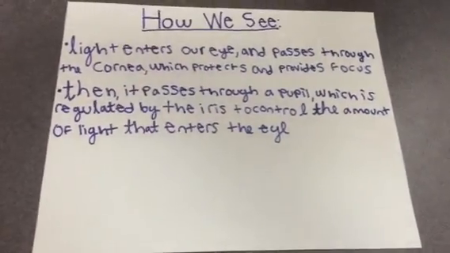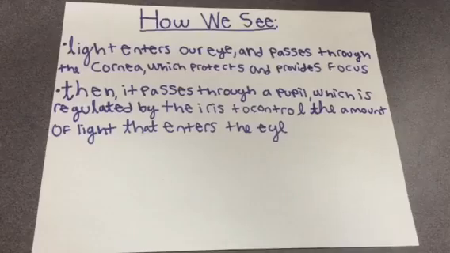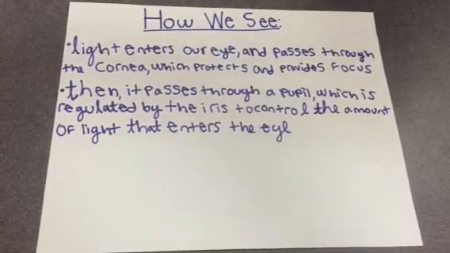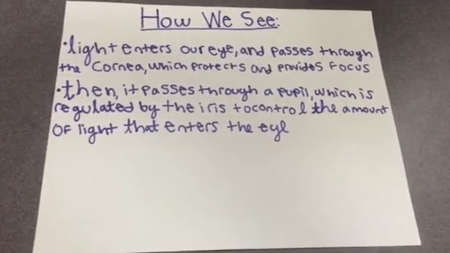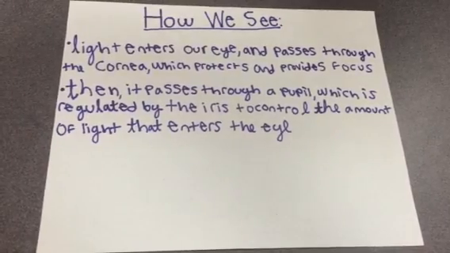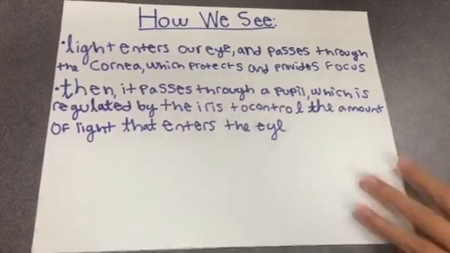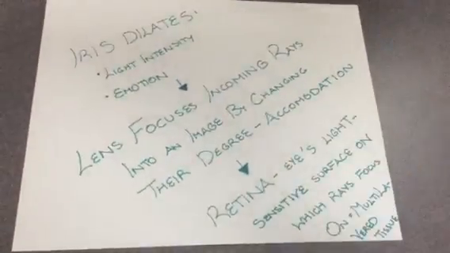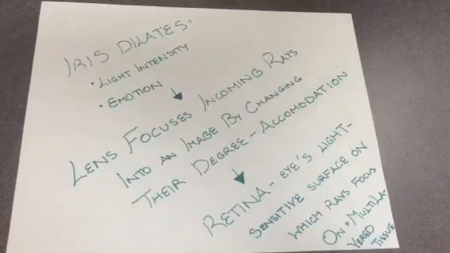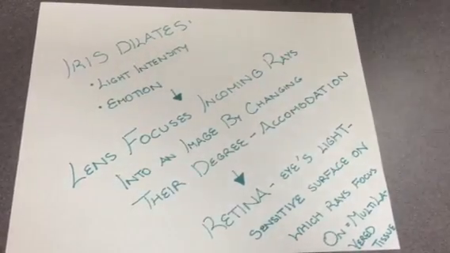How we see. Light enters our eye, passing initially through the cornea, which protects the eye as well as provides focus. After it passes through the pupil, it is regulated by the iris to control the amount of light entering the eye. The iris dilates in response to two things, light intensity and emotion.